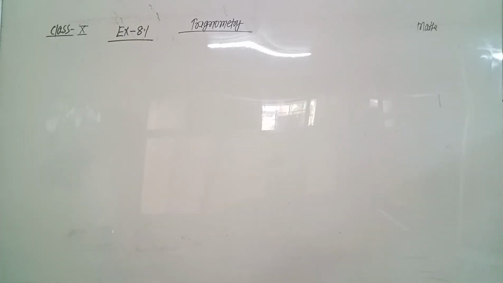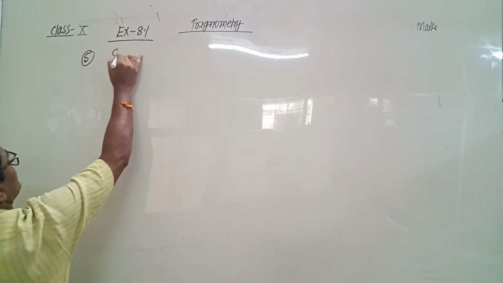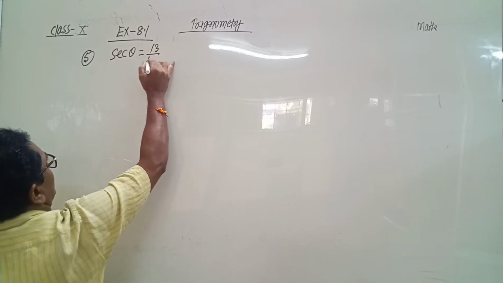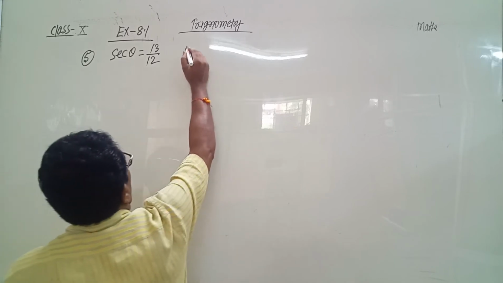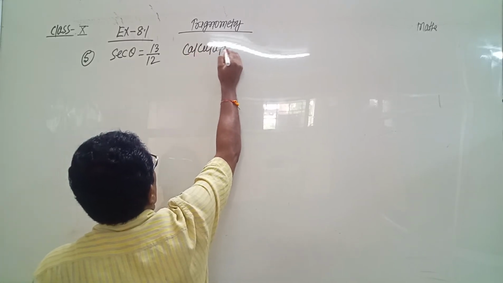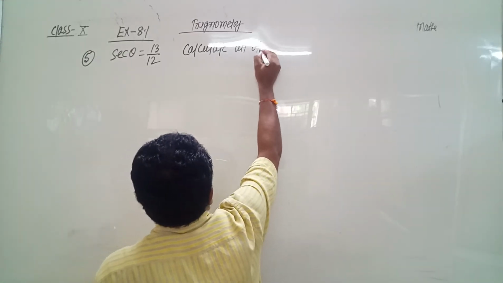Now we discuss question number 5. Sec theta equals 13 by 12. The value of sec theta is given. Calculate all other trigonometric ratios.